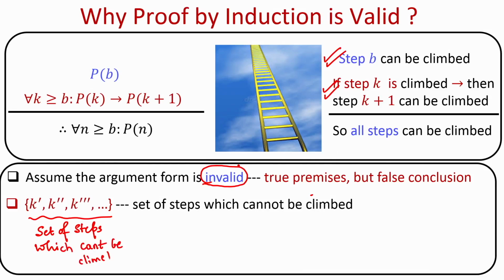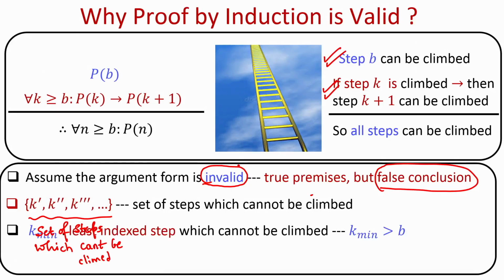And this set exists because I am assuming that the conclusion is false. So, since the conclusion is false, that means definitely there is at least one step which I cannot climb, and there might be many such steps. So, I am enumerating all such steps which are unreachable. Now, among these steps, I focus on the least indexed step which cannot be climbed, and I call it k min. And again this index k min is well defined, because this k min is the least value from a set of values.